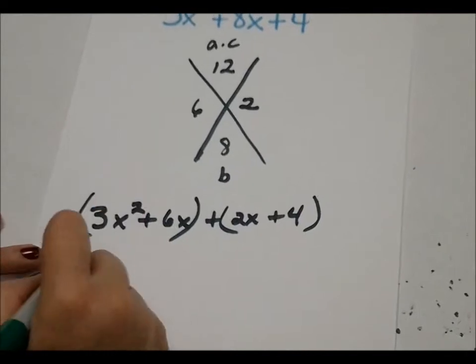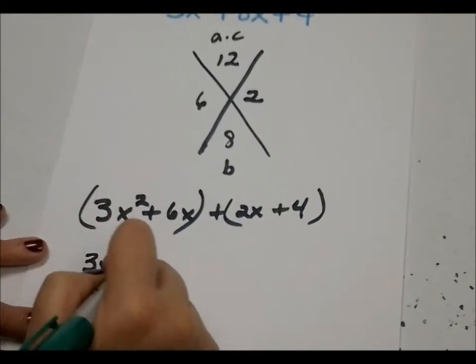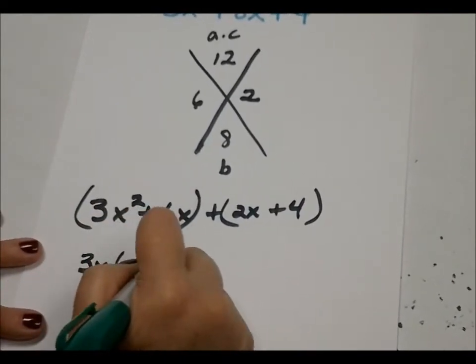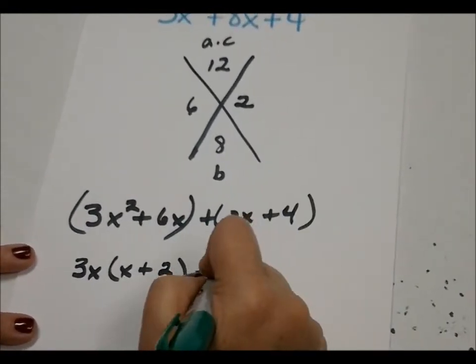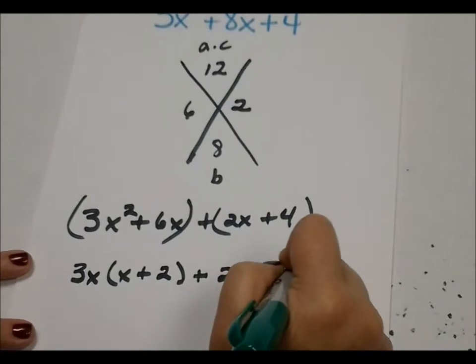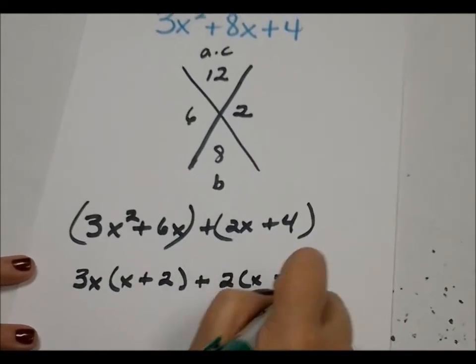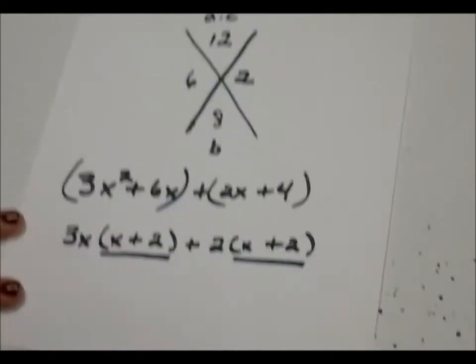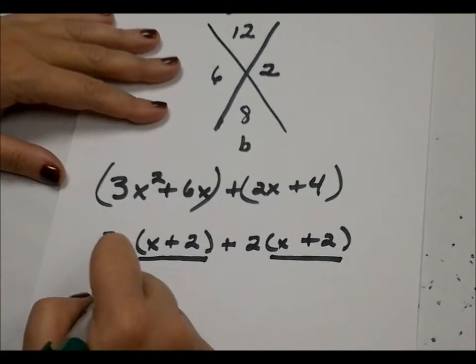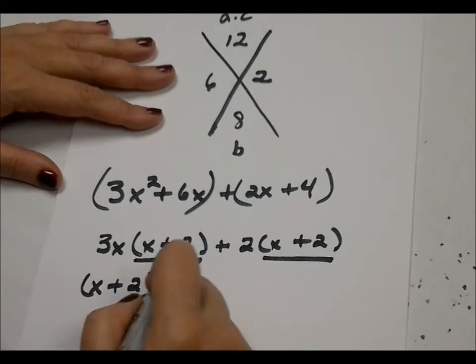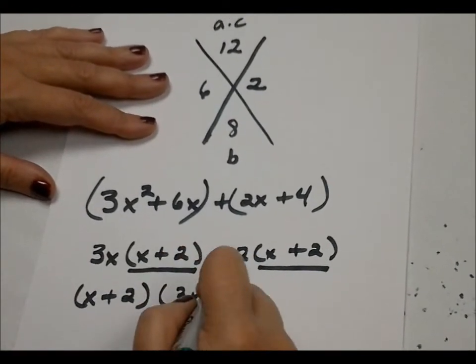What these two have in common is a 3x, and it's left me with x plus 2 when I factor that out, plus what these two have in common is 2, and I'm left with x plus 2. These two factors need to match. If they don't, there may be a mistake in there somewhere, but we're good so far. So that's my GCF, so it comes out x plus 2, and I'm left with 3x plus 2.